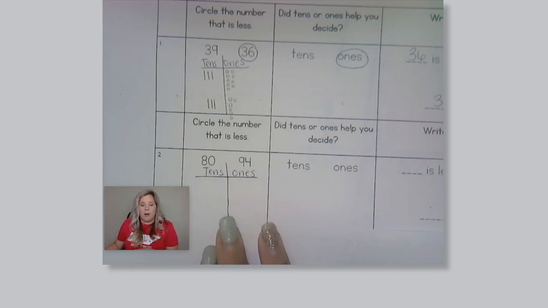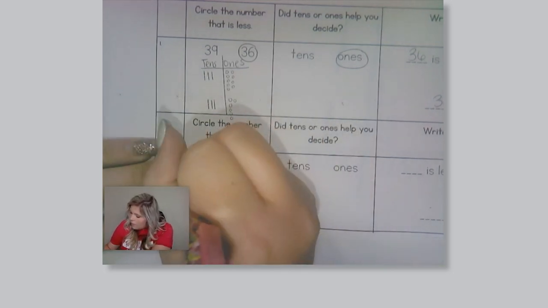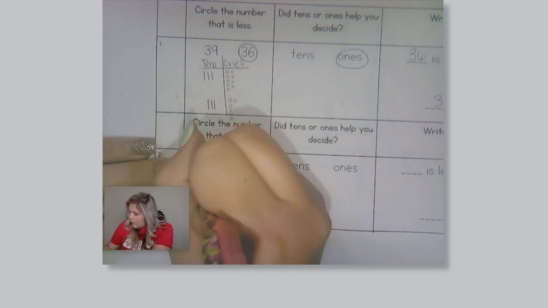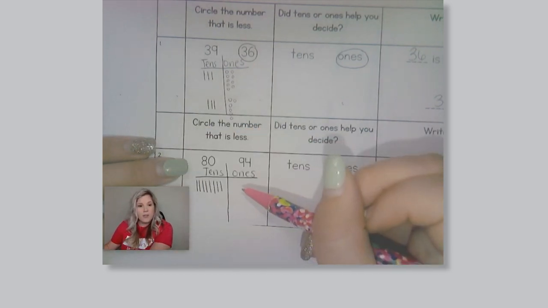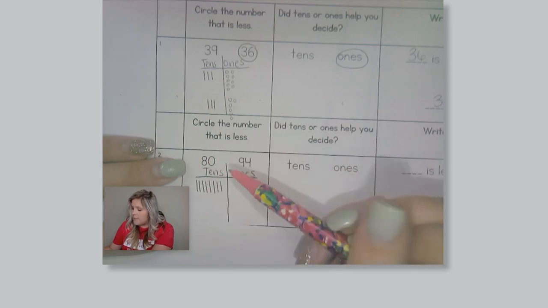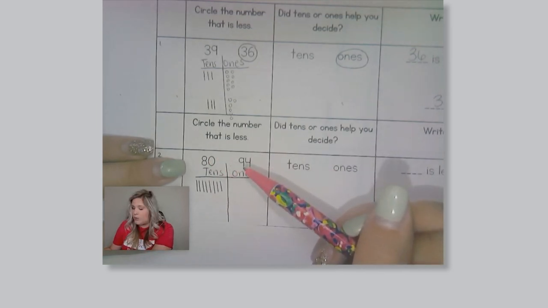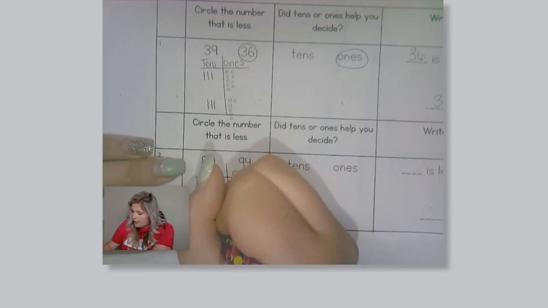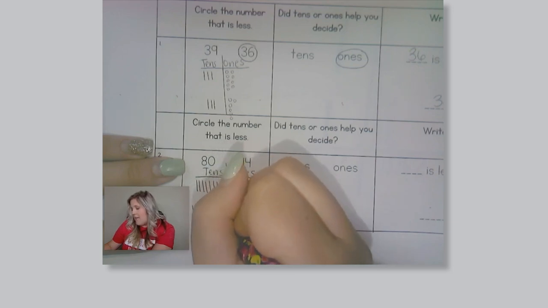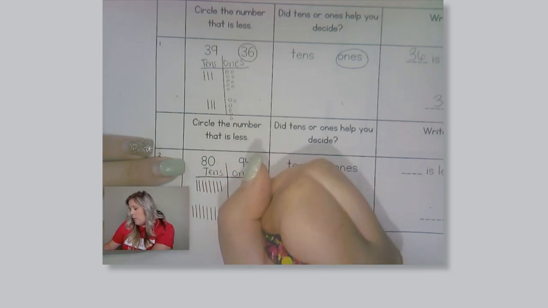First, I'm going to model the number 80. 80 has 8 tens and 0 ones. 1, 2, 3, 4, 5, 6, 7, 8, and 0 ones. So I won't draw anything in the ones place. And next I'm going to do 94. And 94 has 9 tens. 1, 2, 3, 4, 5, 6, 7, 8, 9, and 4 ones.